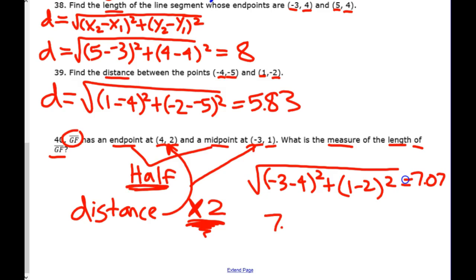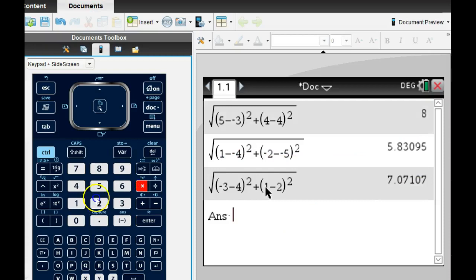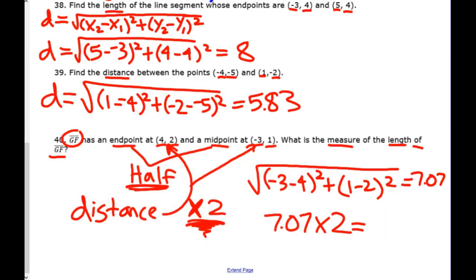I'm going to take that 7.07 and I'm going to multiply it by 2. And that'll give me the whole thing. I only found half so far, so times 2. 14.14. That's the answer, not 7.07. Okay? You don't have to cross it out.